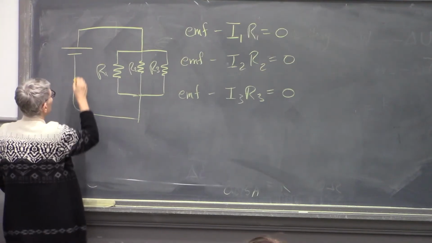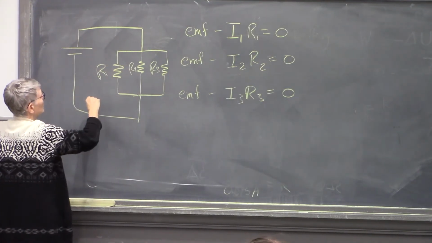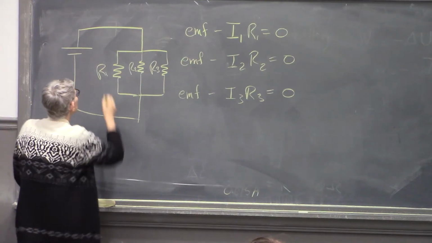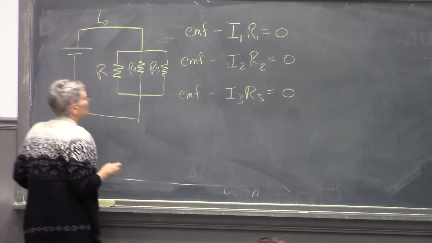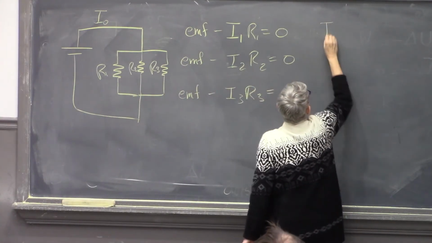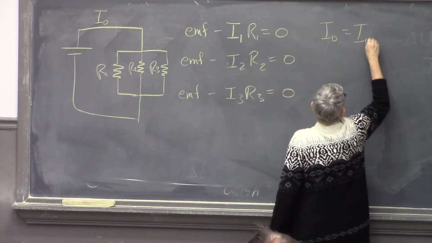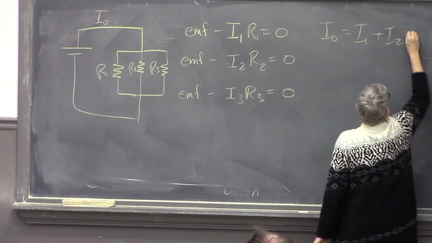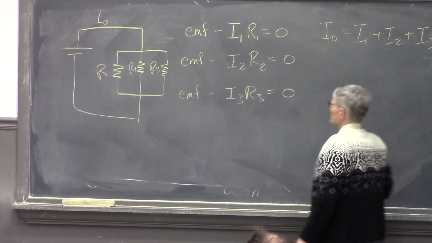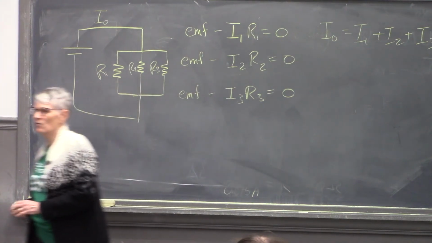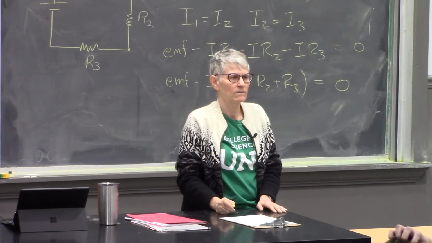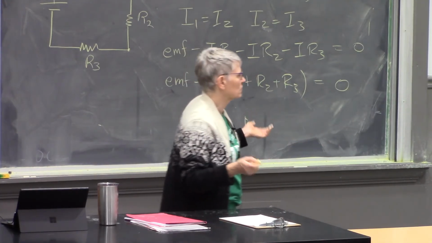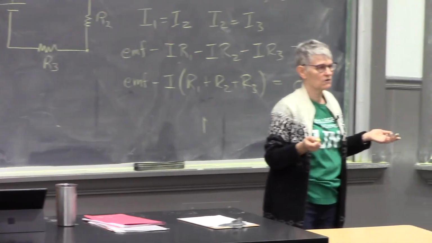And if we want to know the current produced by the battery, of course that's going to be the sum. We'll call it I0, which is I1 plus I2 plus I3. Now, is it the case that I1, I2, and I3 have to be equal in this circuit? No. The only time they're going to be equal is if the resistors have the same resistance, right?